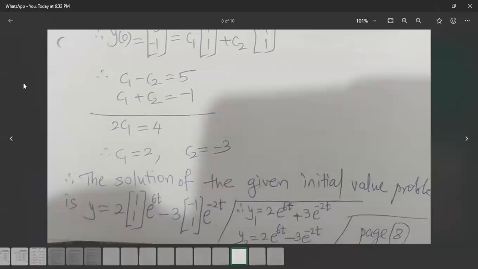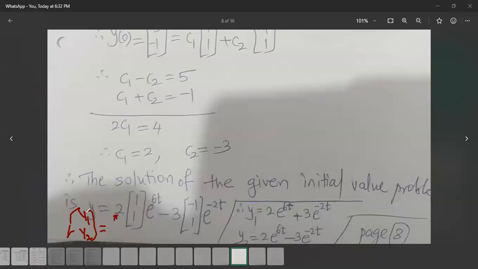Okay, let me go back here. All right. You can see Y means what? It has two entries. The upper one is Y1 and the second entry is Y2. This is the column matrix Y1, Y2, which means Y is equal to this particular.